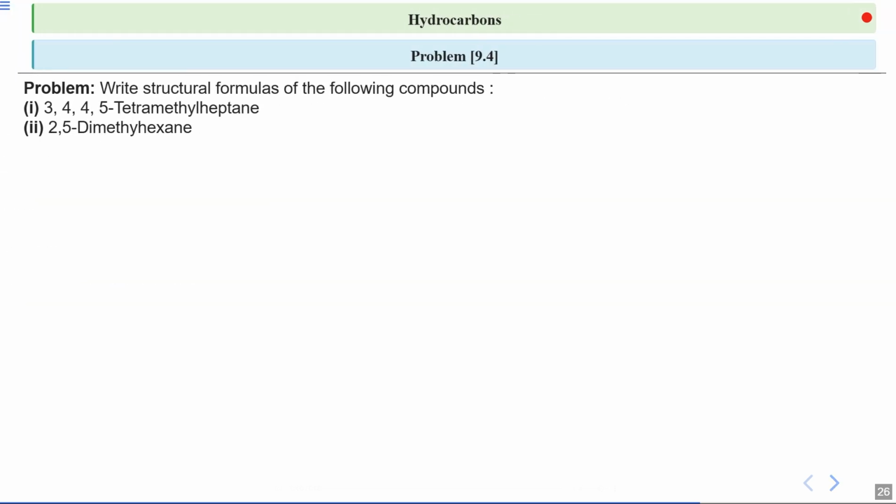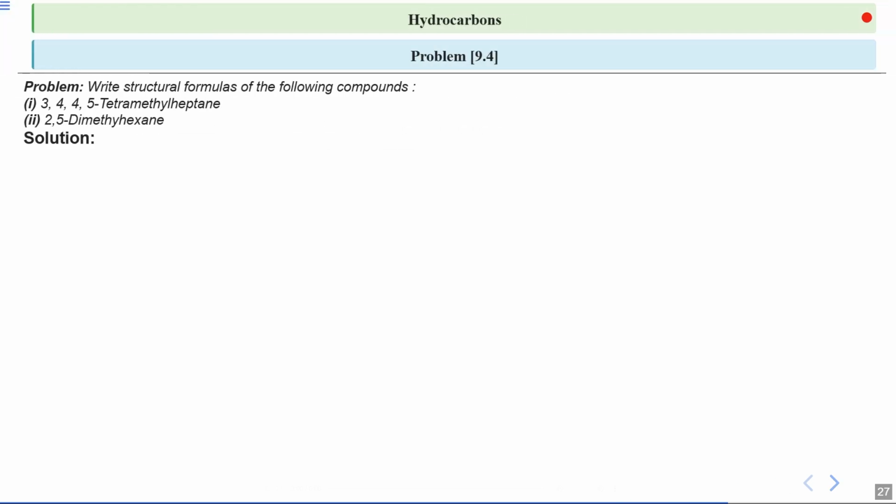See, we have a problem here. So we are tasked with writing the structural formula for two specific hydrocarbons. The first compound is 3,4,5-tetramethylheptane, and the second is 2,5-dimethylhexane. So how will we do it?